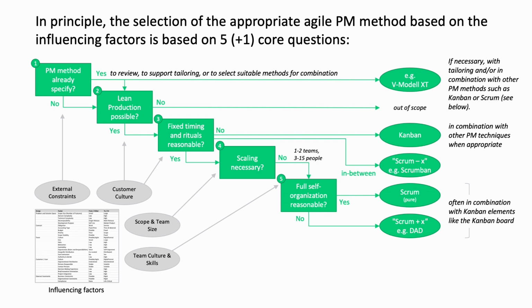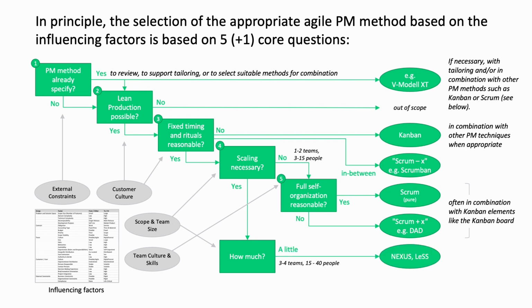But now back to question 4 about scaling. What if the team is now larger and thus scaling is necessary? In this case, the bonus question is how much? In the case where only some scaling is needed, that is, we are talking about 3 or 4 teams and maybe 15 up to 40 people, there are 2 approaches: Nexus and Less, both of which are based on Scrum and only give a few additional specifications for organizing sub-teams.